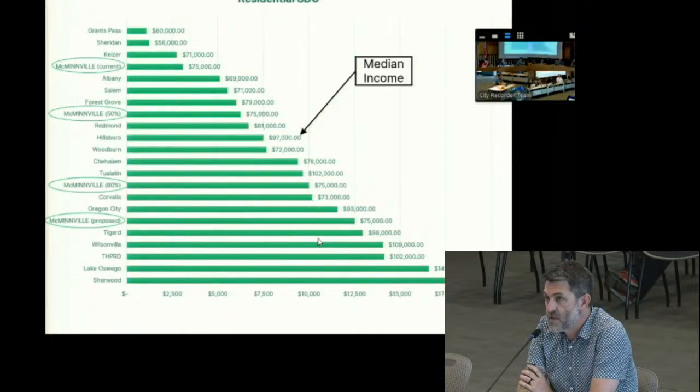So I am going to pause here because there's a lot of information on this slide. I want to make sure everybody understands it before I move on. Mayor. Councilor Cunningham?